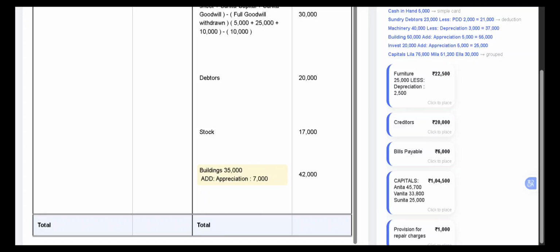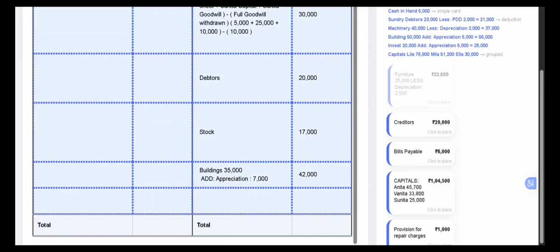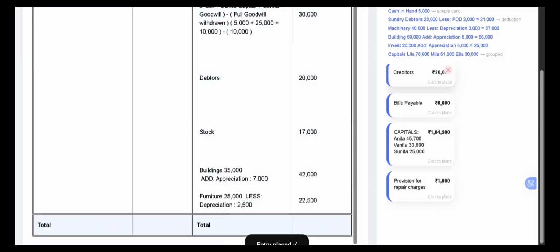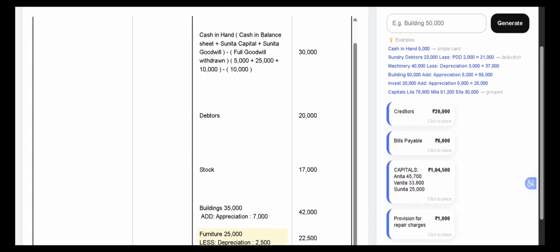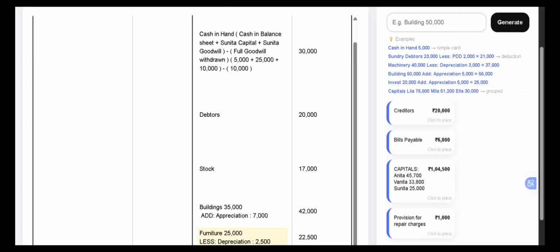The next item what we have is the furniture. The furniture again here it is depreciated. So furniture 25,000 less depreciation 2,500. So after depreciating the furniture the amount is 22,500 on the asset side. So now these are the entries which are given on the asset side of the balance sheet. So we have entered along with the adjustments.